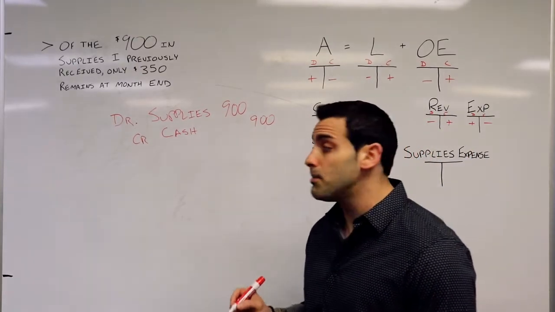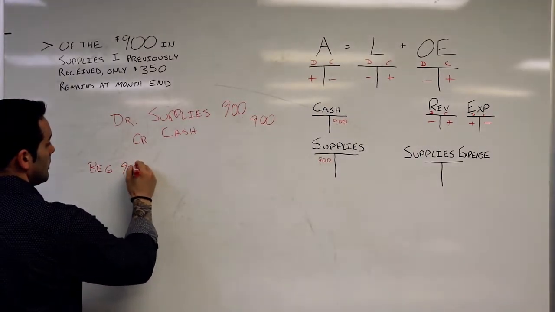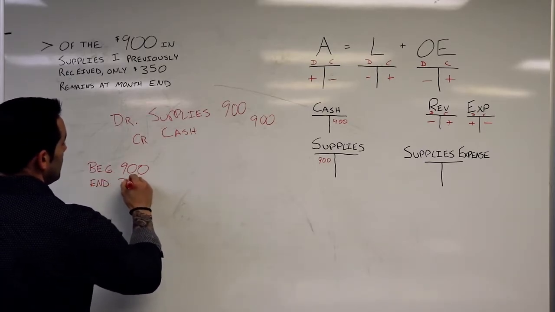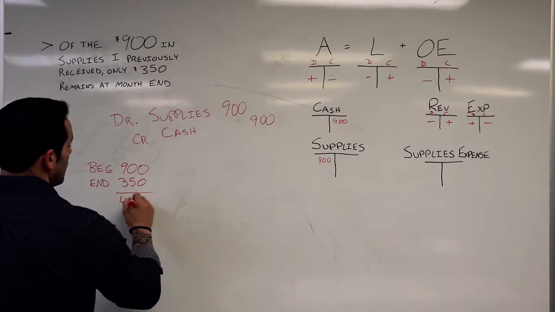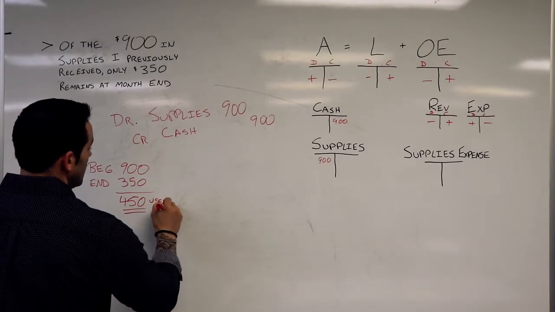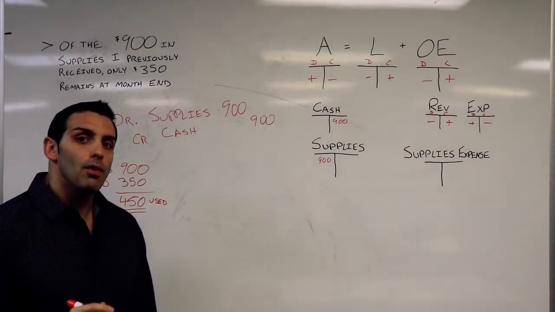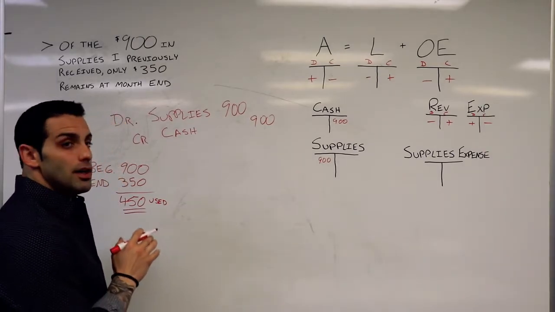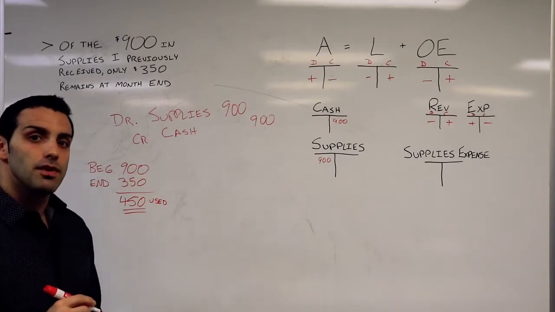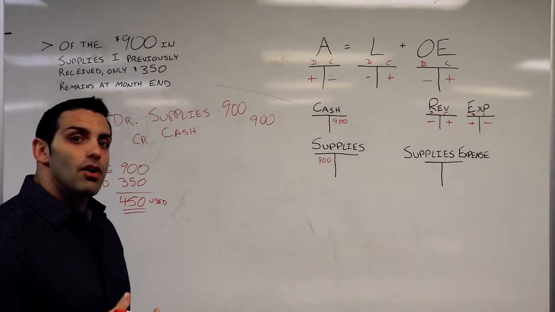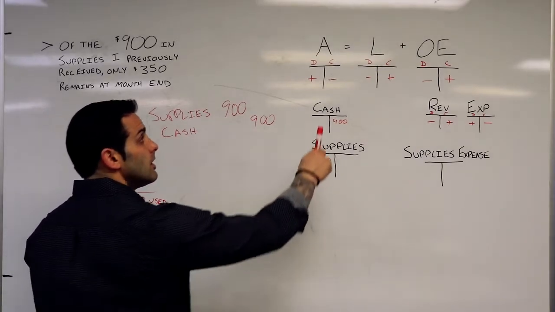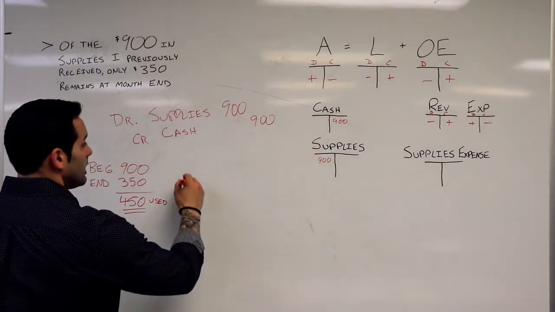Now, at the end of the month, again, we have $350 left. So we're going to take the beginning balance of $900 and subtract the ending balance of $350, and we're going to have $450 of supplies used. All right, so now what we need to do is make the adjusting entry for this. If we know we used $450 worth of these supplies, which is an asset, we are going to be decreasing the asset by that amount. How do we decrease an asset? With a credit.